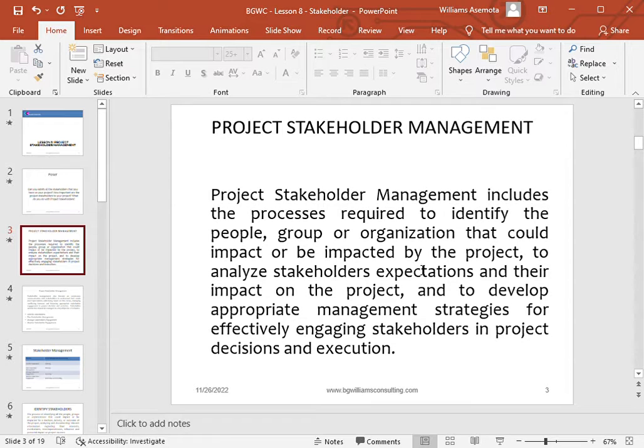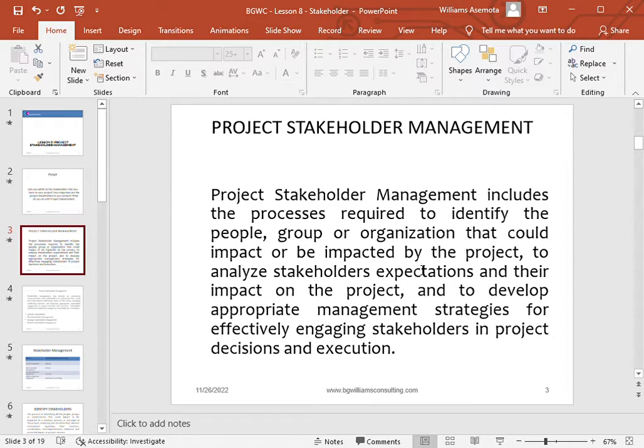For instance, if you are building an automation system for a company, and that automation system will definitely reduce the staff number in the department that will make use of that system, then those staff members that will be affected, you must also take note of them as stakeholders, because they will be negatively impacted. So that is the definition of stakeholder.